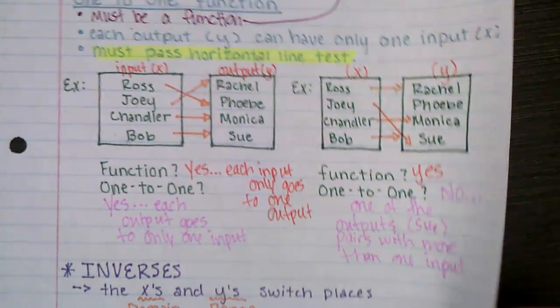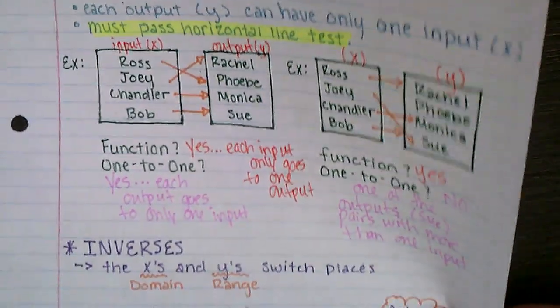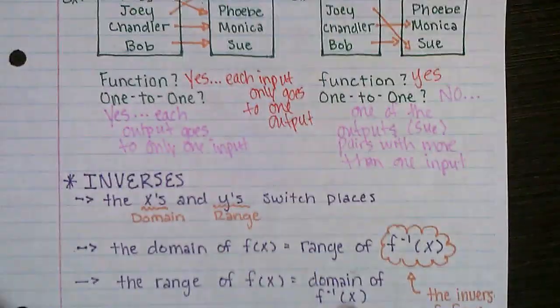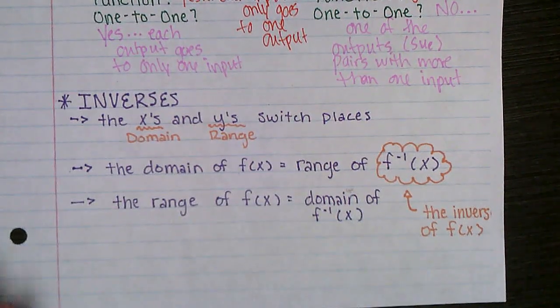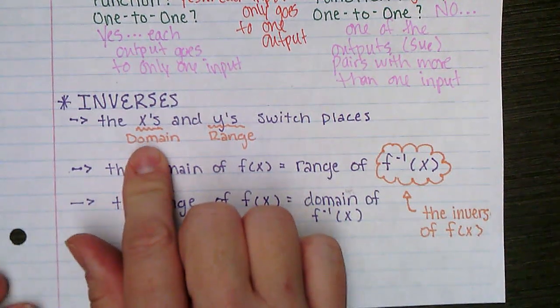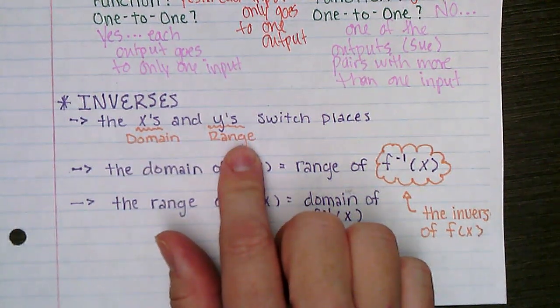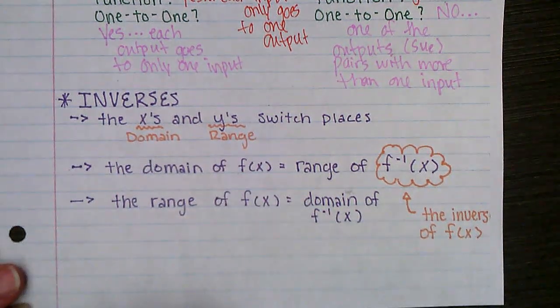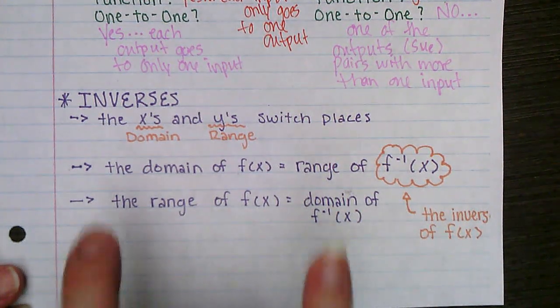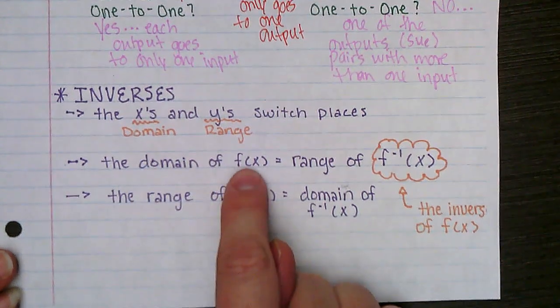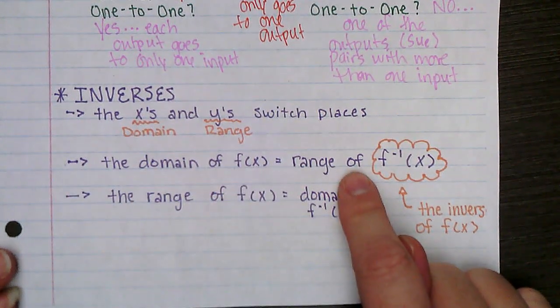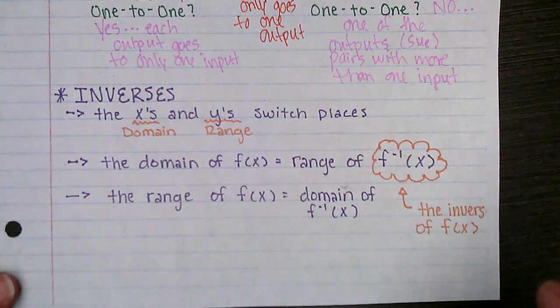Now let's talk about inverses, because that's the whole reason we care about functions being one-to-one. In an inverse, the x's and the y's switch places. Remember, the x's are the domain values and the y's are the range values. So when you switch the x's and the y's, then you also switch the domains and the ranges. So the domain of the function is the same as the range of the inverse of f of x.